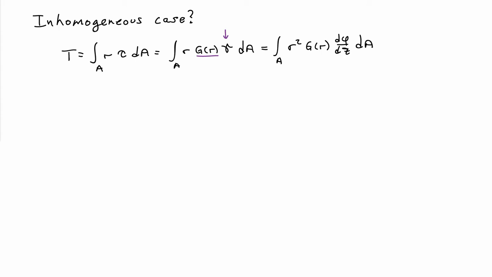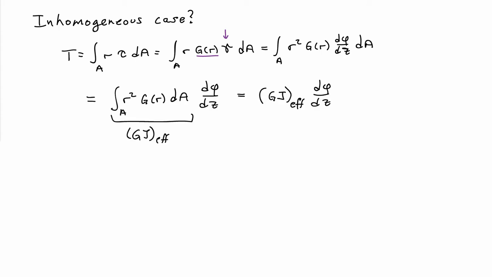Now I can take a half step forward and pull out the d phi dz, but I have to leave the G inside the integral sign. So I'm going to take this whole integral, r squared G dA, and call that GJ effective. That's what this little EFF is for. The result is that the torque is equal to GJ effective times d phi dz.